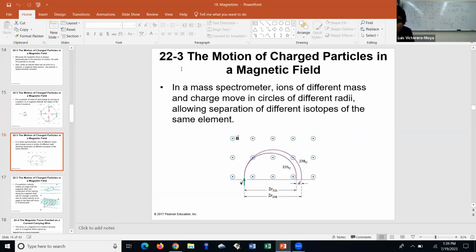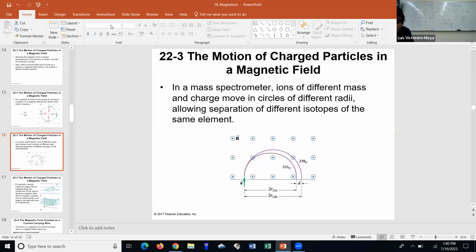And here is what I was talking about with the mass spectrometers and particle accelerators. We use this for ions of different masses to analyze their mass-charge properties. As you can see, depending on the ion and depending on their masses, they will have circles of different radii.